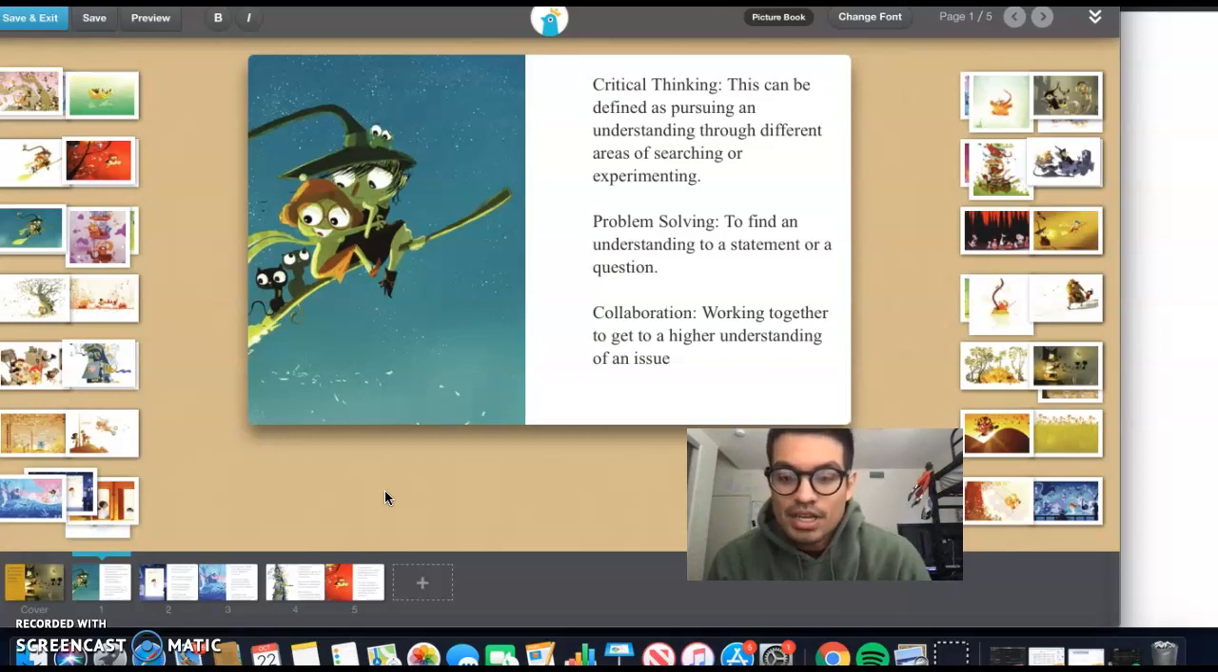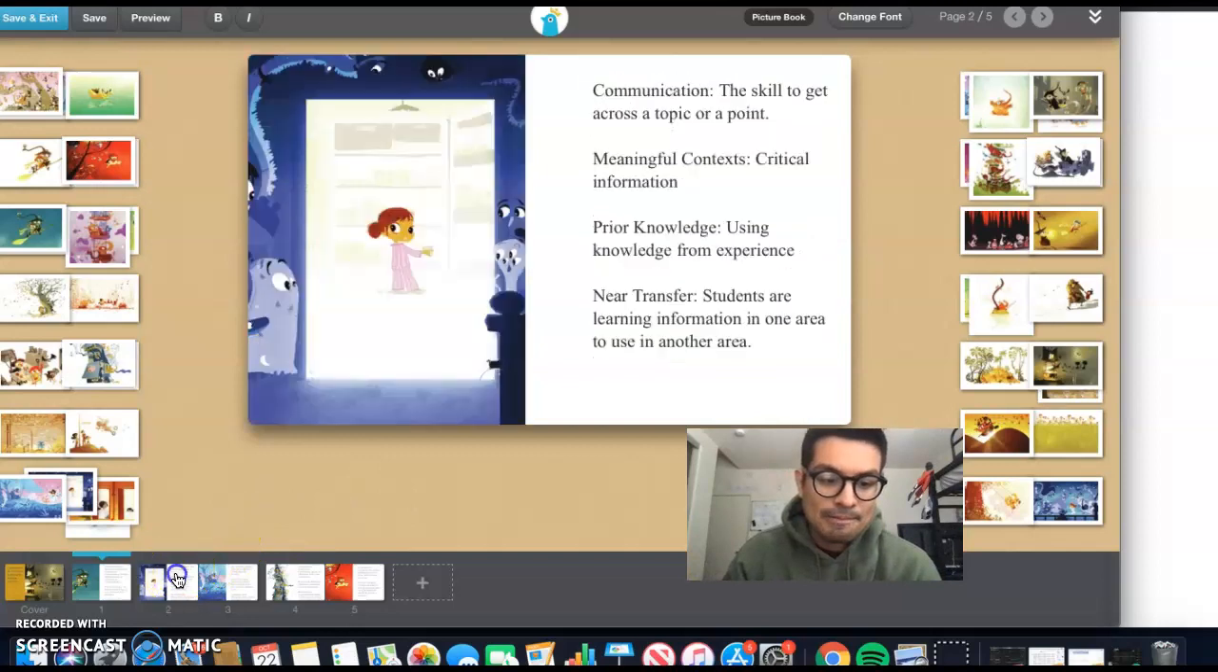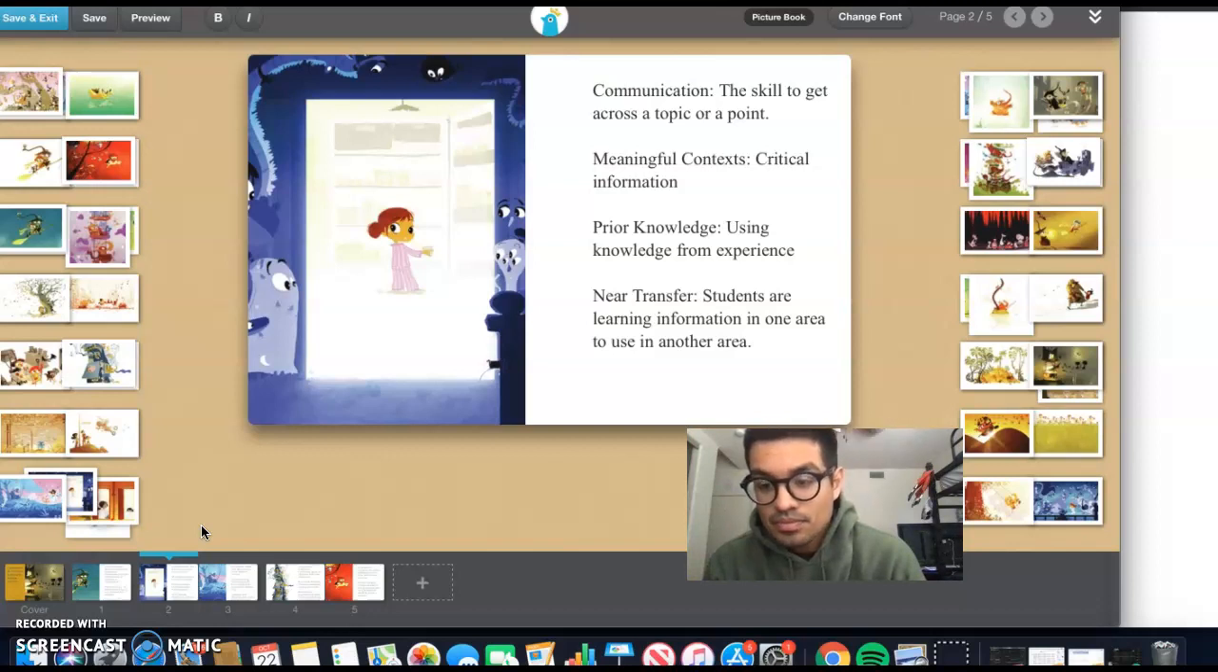Collaboration, of course, is working together to try to come up with a better understanding of an issue, maybe sharing ideas or answering each other's questions. Next is communication, the skill to get across a topic or a point. Basically, it can be verbal, it can be through pictures, videos, and of the sort. Meaningful content, meaningful context. It's basically critical information.